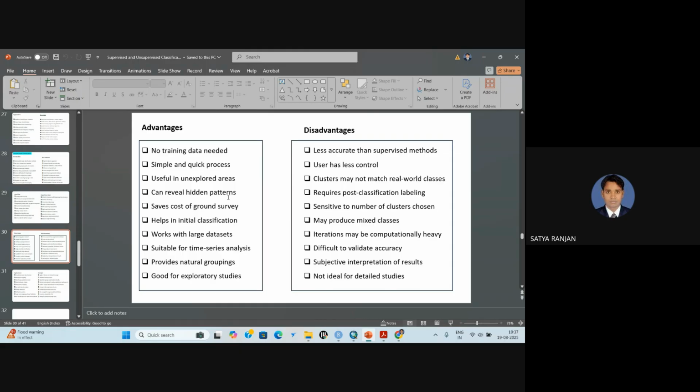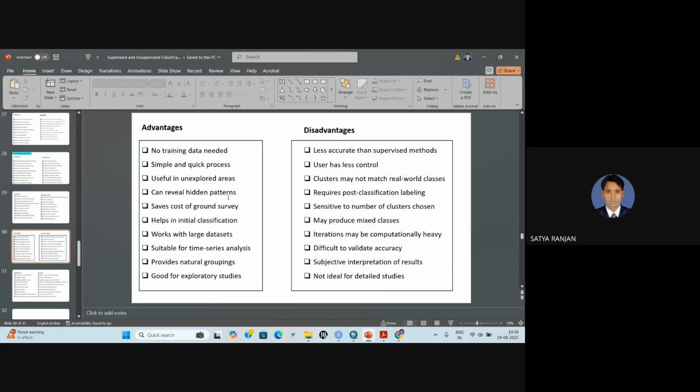But in the supervised classification, if ground based information is there, then it could give the accurate value. And it helps in initial classification and works with large data sets, and is suitable for time series analysis. Suppose the urban growth model or urban sprawl is calculated, then we use this unsupervised. Then it provides natural grouping and is good for exploratory studies.